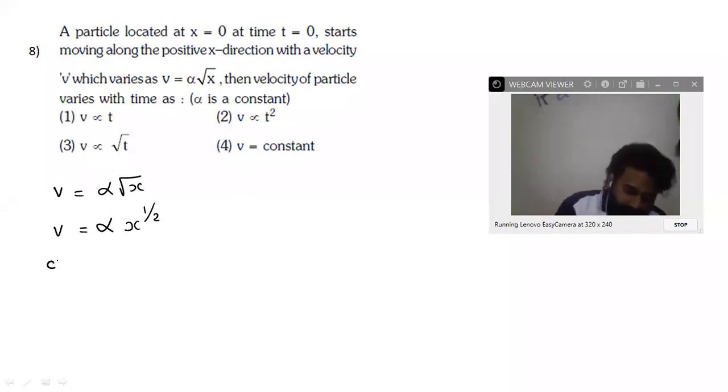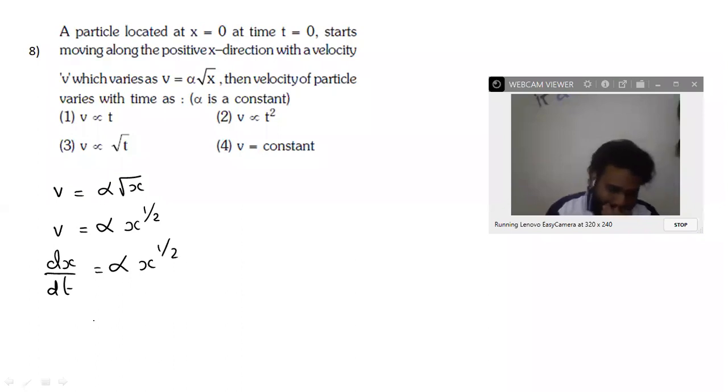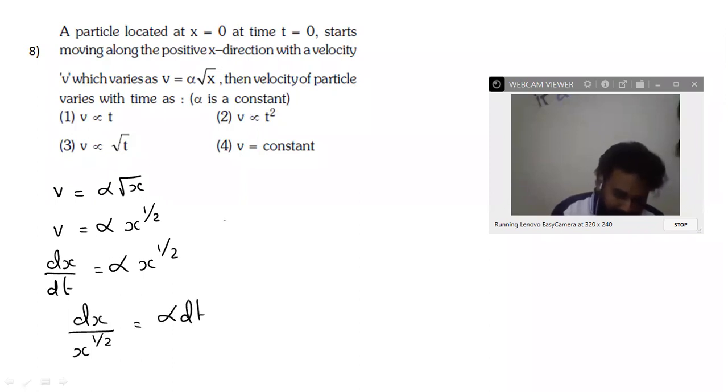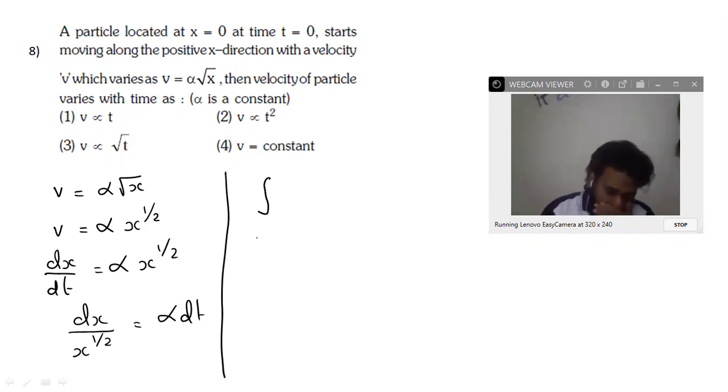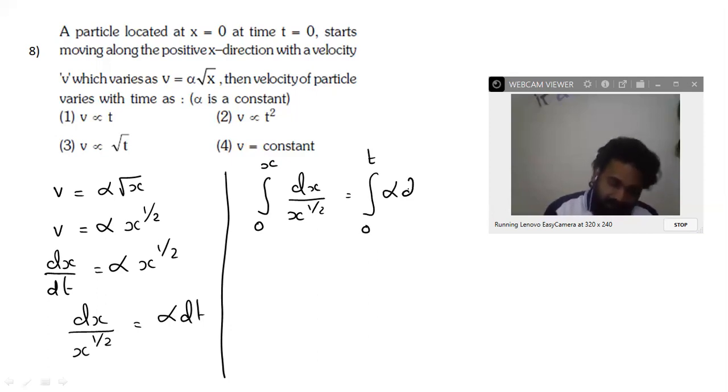So we know velocity is dx by dt. So dx by dt is alpha x raised to 1 by 2. Now I can write dx by x raised to 1 by 2 is equal to alpha dt. Now integrating, from 0 initial position to position x, dx by x raised to 1 by 2 is equal to, integrating the right hand side from 0 time to time t, alpha dt.